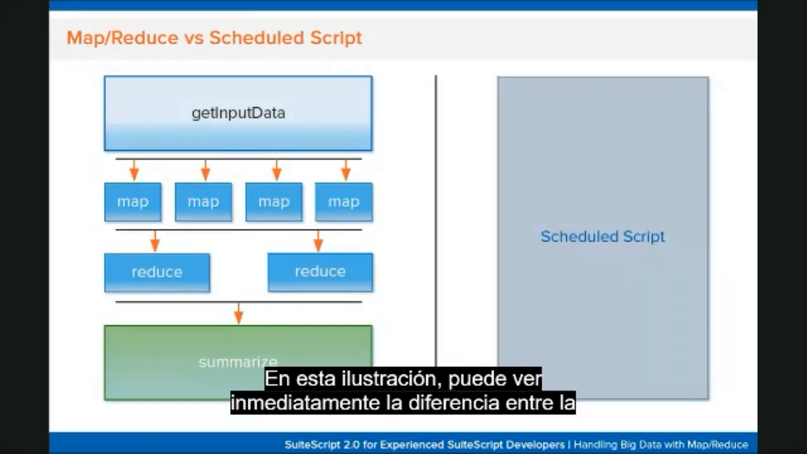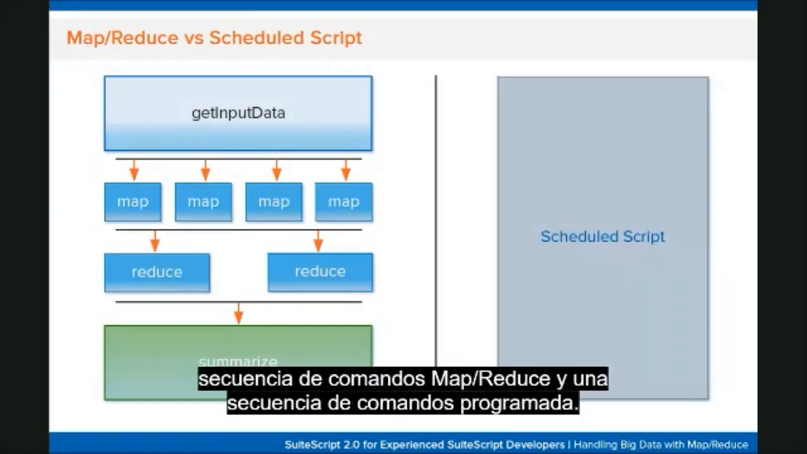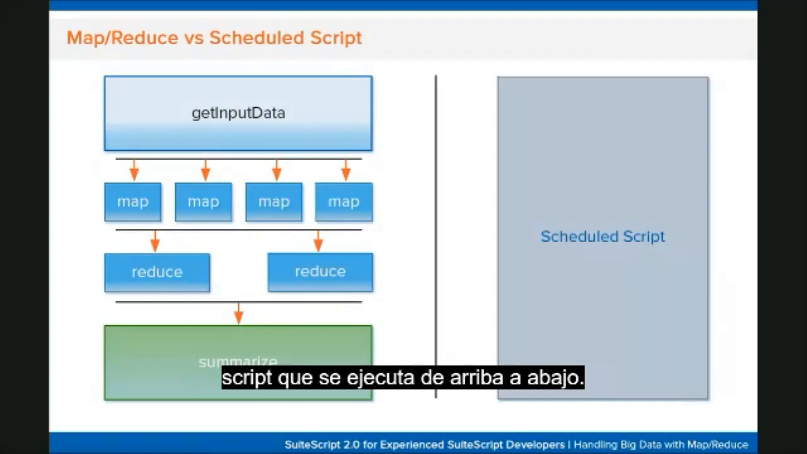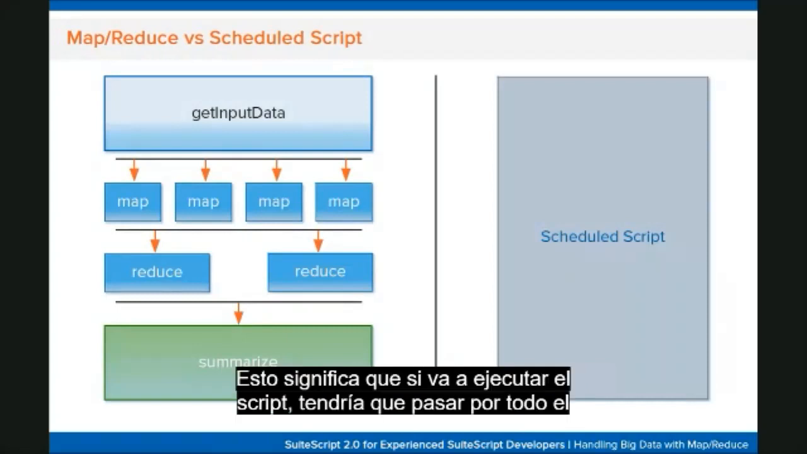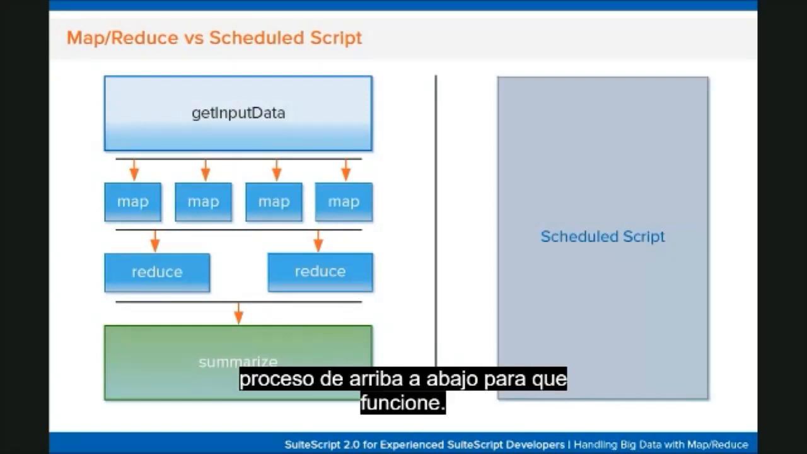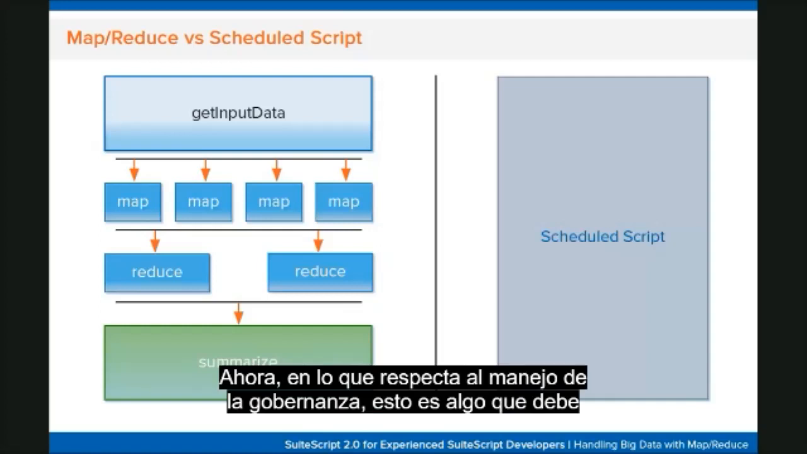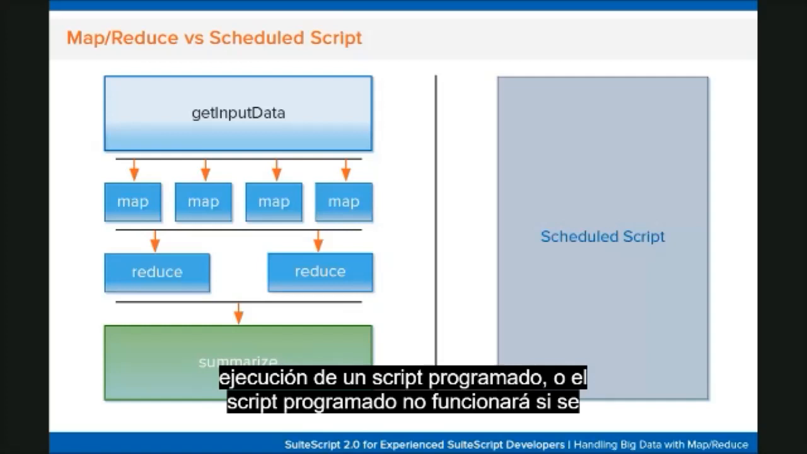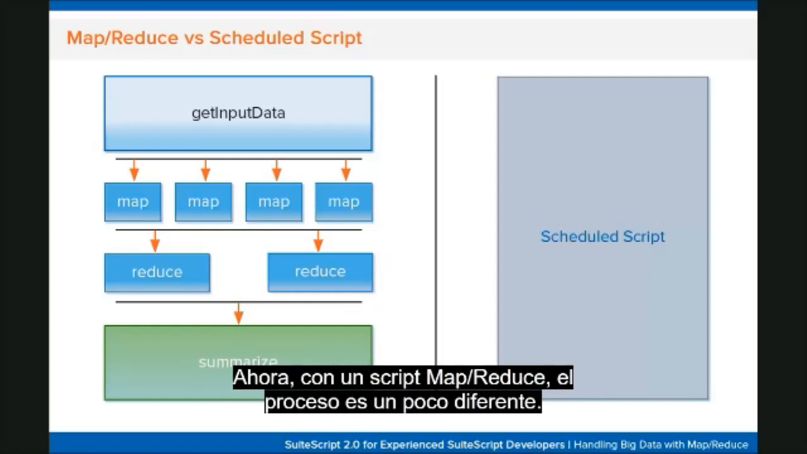In this illustration, you can immediately see the difference between the MapReduce script and a scheduled script. On the right side, you can see that the scheduled script is just one block of script that is executing from top to bottom. That means that if you are going to run this script, it would have to go through the whole process from top to bottom for it to work. Regarding governance handling, this is something that you have to make sure you plan with the scheduled script, because you can't just cut the execution of a scheduled script, or the scheduled script will not work if you cut it in the wrong place. Now, with a MapReduce script, the process is a little bit different.